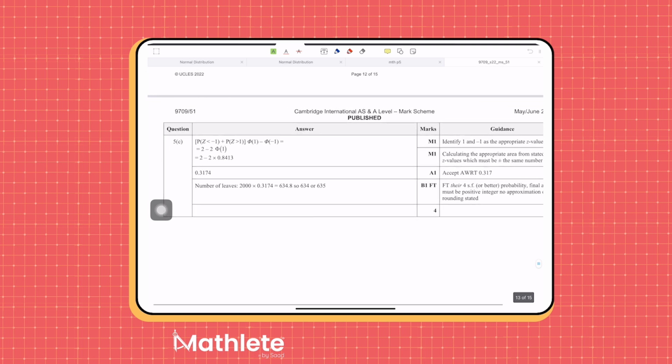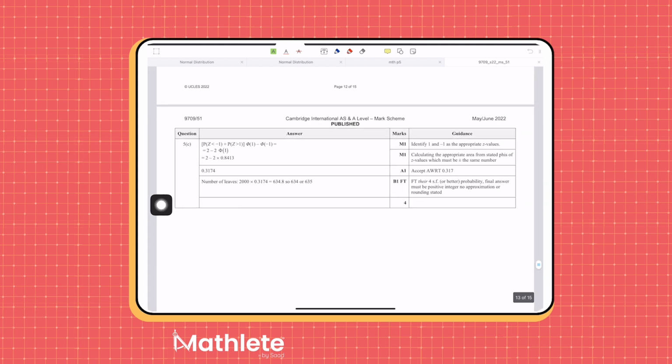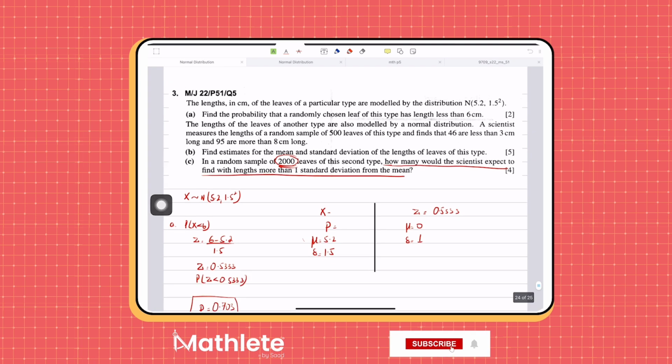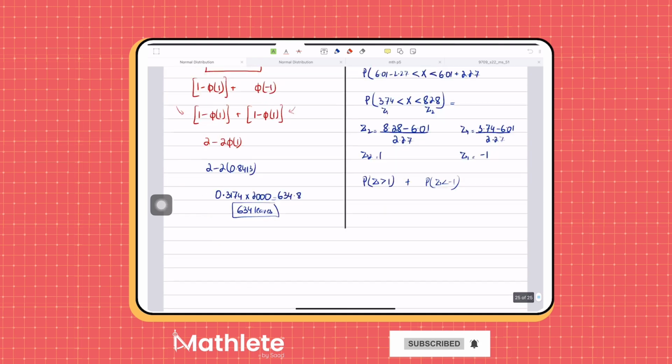Yeah, okay. So thankfully, the examiner is slightly lenient over here. 635 will be accepted, okay? But logically, it's going to be 634 only. Okay, not 635.